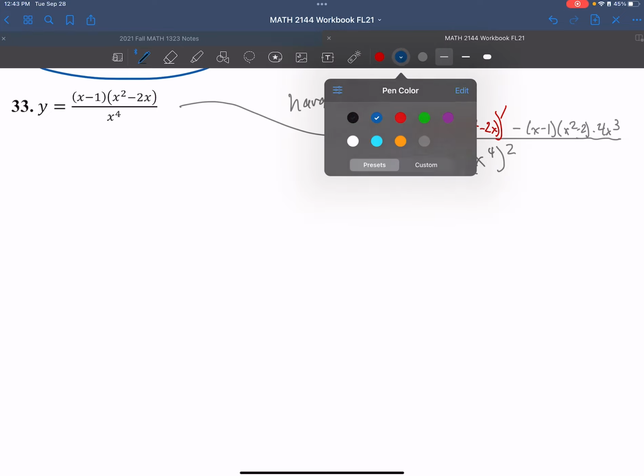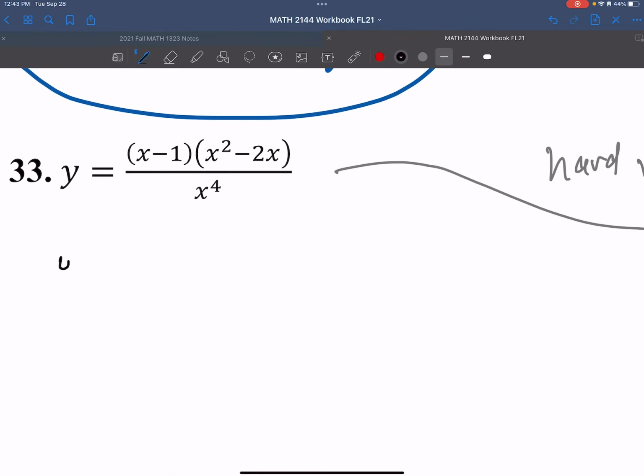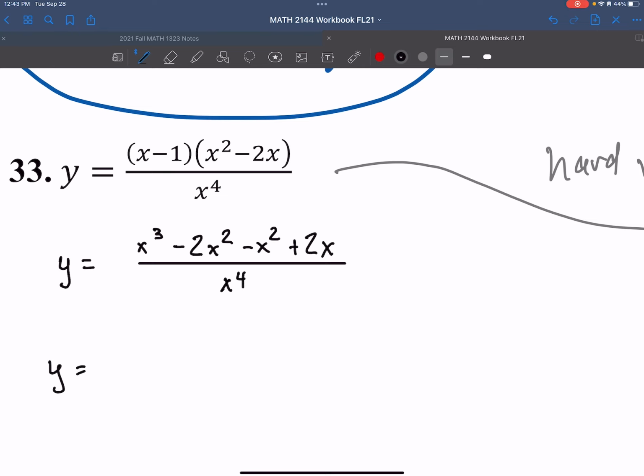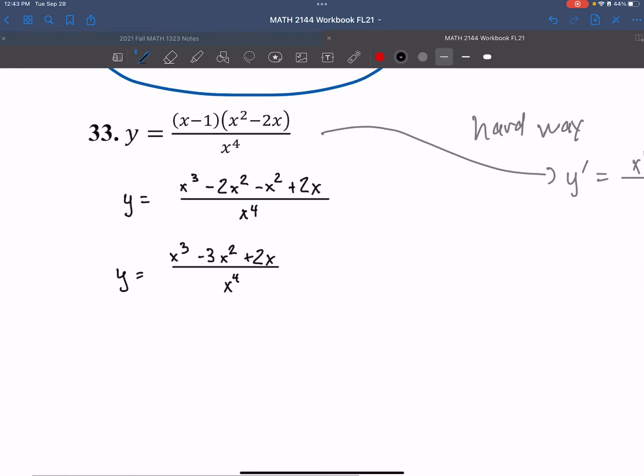My suggestion, always do some algebra first if you can. You can FOIL the top and you end up with x cubed minus 2x squared minus x squared plus 2x all over x to the fourth. So right here I have x cubed minus 3x squared plus 2x over x to the fourth. So that is a lot easier than the product rule right there. Just go ahead, FOIL things out, and not too bad, right? Still have to use the quotient rule. Or do we?